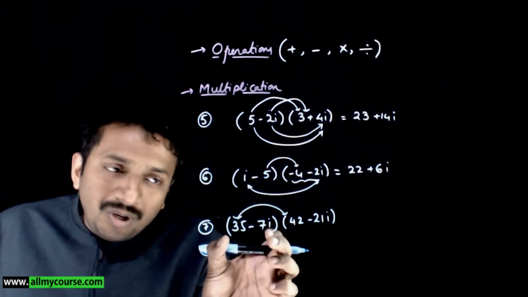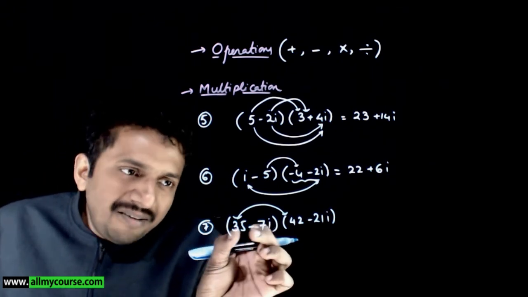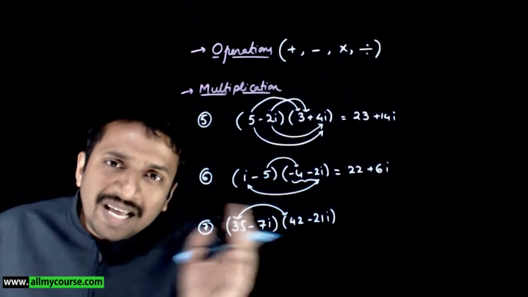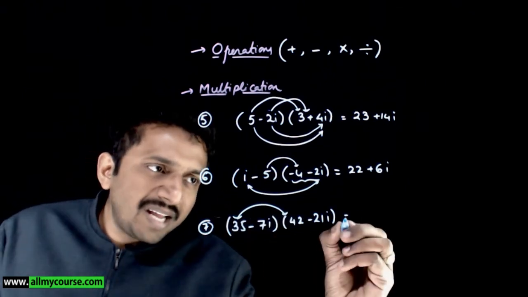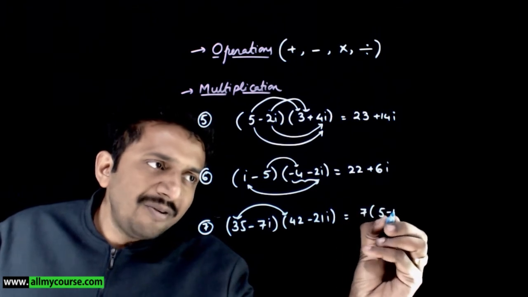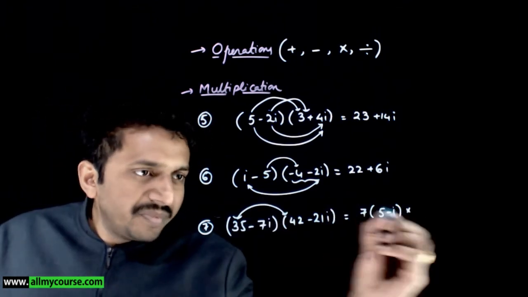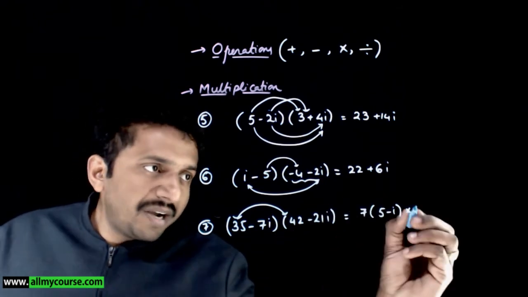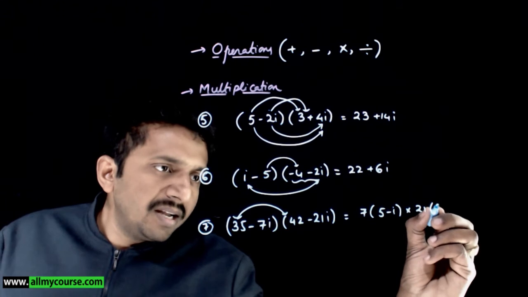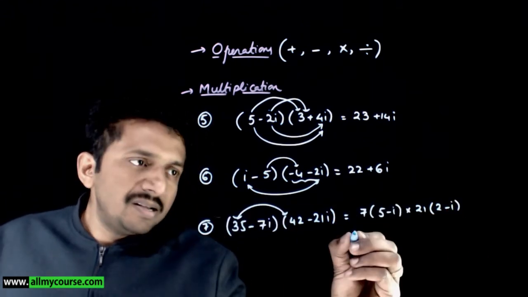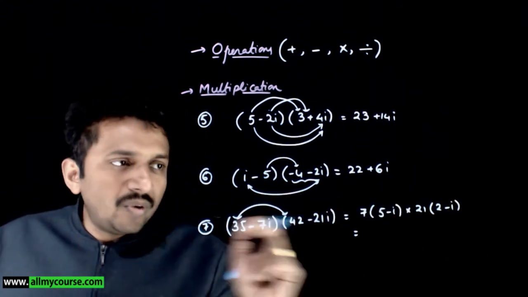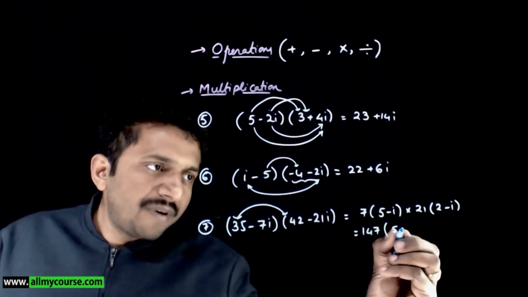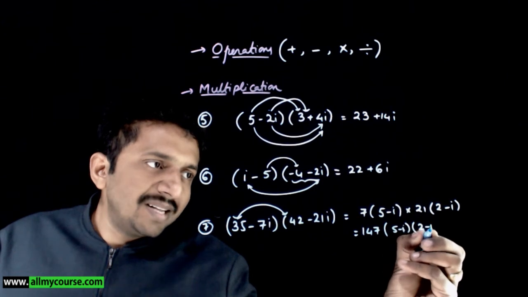So what you need to do is, 35 and 7, can you see that both have 7 in them? So I can take a 7 as common, because 35 minus 7i can be written as 7 times 5 minus i into, so in this 42 and 21, can you see that 21 is common in these two? So if I take 21 outside, you get 2 minus i. So that is equal to 7 into 21, like 147 times 5 minus i times 2 minus i.